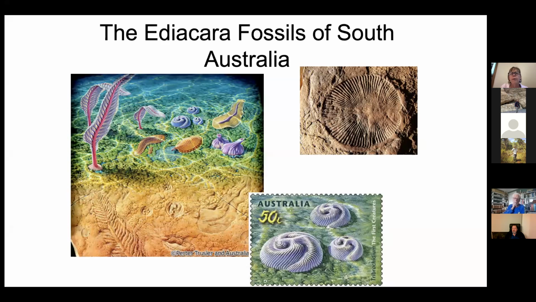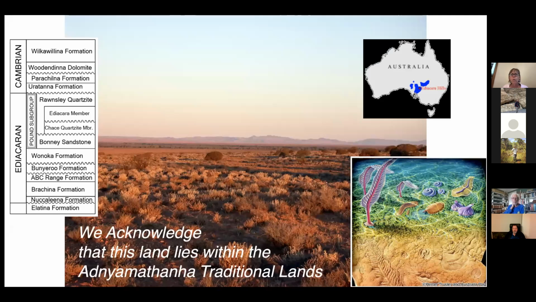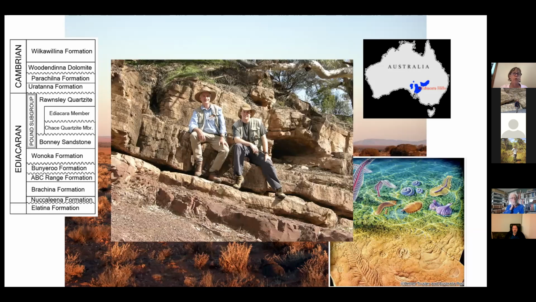Specifically, I'm talking about Ediacara fossils of South Australia, where they are celebrated enough to warrant a domestic stamp series, terribly jealous. We are working west of the Flinders Ranges at Nilpena Station. We acknowledge that this land lies within the Adnamutna traditional lands. This area has a classic Ediacaran succession. Right in the Flinders Ranges is the type section of the Ediacaran period. That's my colleague Jim Gehling on the left, sitting just above the golden spike as drilled into the rock.